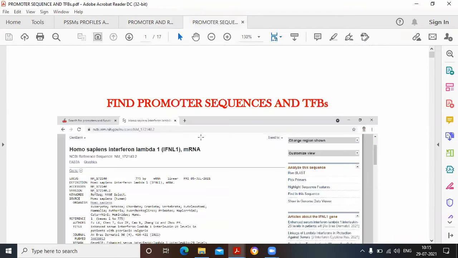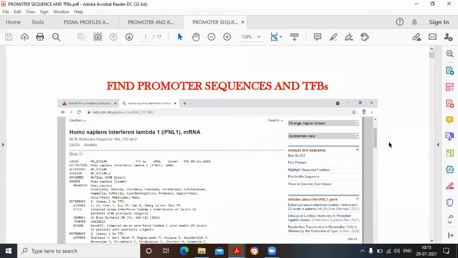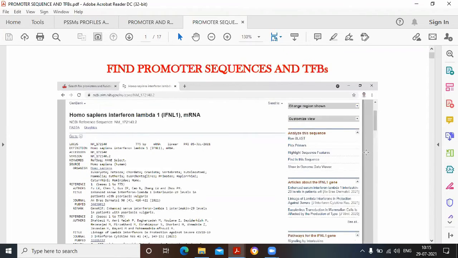So I'll show here how we find it using different software tools. For that, I'm going to tell you how to find the promoter sequence and transcriptional factor binding site, and how we can practically execute it. So kindly open your laptop or desktop, and follow me on what exactly you have to do for finding the promoter sequence and the transcriptional factor binding site.